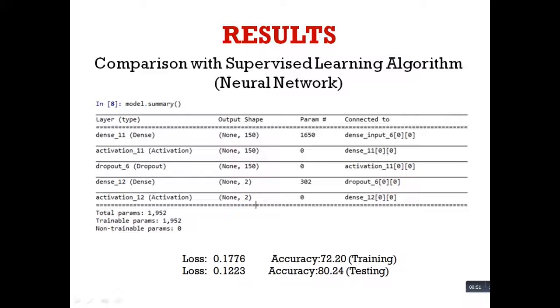Here is another implementation of a supervised learning algorithm on our dataset. We used a single layer neural network with dropout. Hence, now we can compare the accuracies between k-means and the neural network.